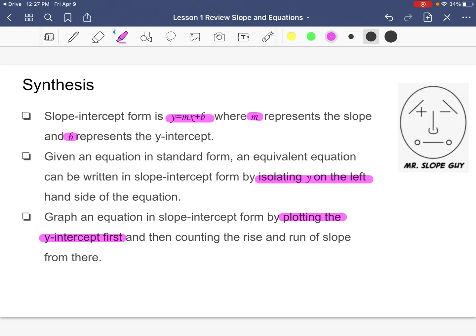And if you need help deciding whether your line should go up or down, look at Mr. Slope Guy. The positive lines go up and the negative lines go down as you look at them from left to right.